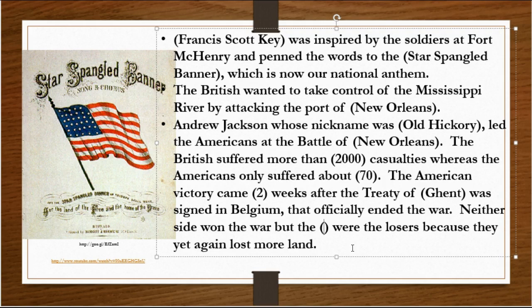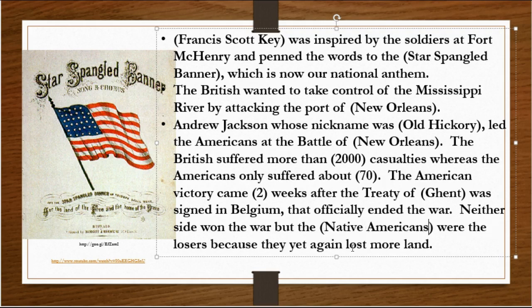Unfortunately, though, there were losers in the War of 1812. The losers were the Native Americans. And the reason why the Native Americans were the losers is because, once again, they lost more land. And with the British finally leaving the United States for good, the Native Americans had nobody else left to help them. And so the Americans, as they pushed west, sometimes they were friendly with Native Americans, we've talked about that, and many times they were not friendly with the Native Americans. The Native American was kind of forced to give up the land that they occupied.